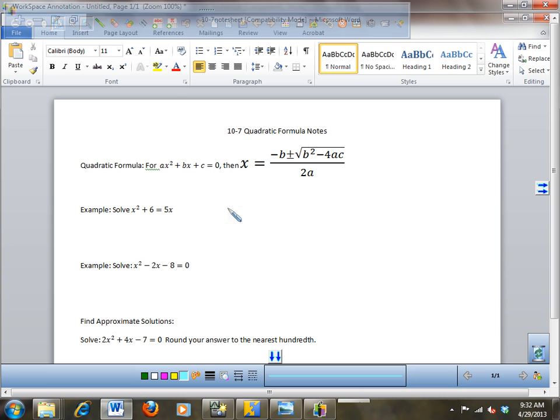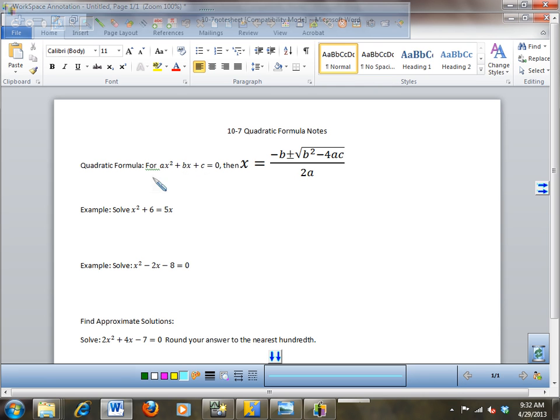Okay? We've learned 3 or 4 different ways to solve quadratic equations. We've learned how to solve by factoring, by graphing, by taking square roots of both sides, and by completing the square. So there are 4 or 5 different ways, and a lot of times those are more efficient than using the quadratic formula. But the quadratic formula is something you can use every single time to solve a quadratic equation. If you don't know how to factor it, you can always use the quadratic formula.